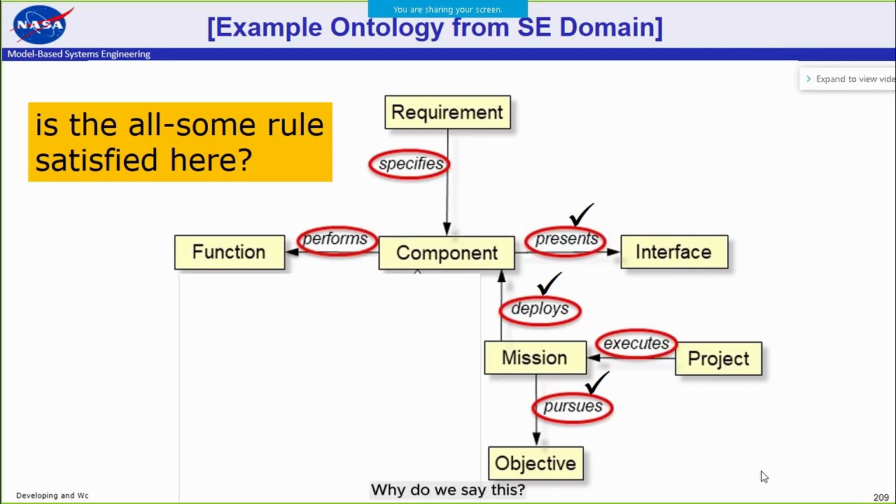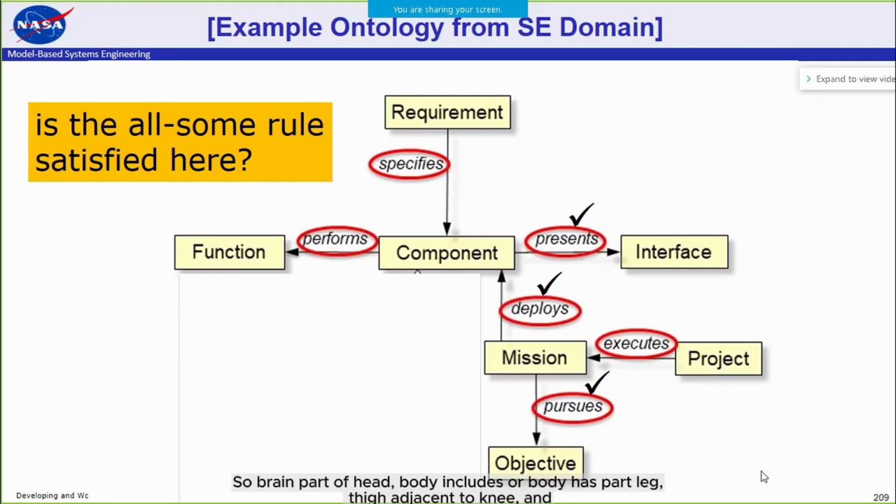Now, why do we say this? Because ontologies are not interested in instances. They're not interested in how things happen in specific areas or in specific communities. They're interested in the meanings of the words. And those meanings are the same everywhere. And those meanings are captured by capturing universal relations, in other words, relations satisfying the all-some rule, linking the words together.